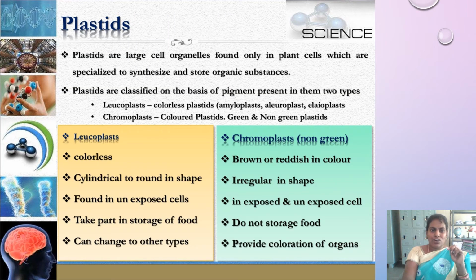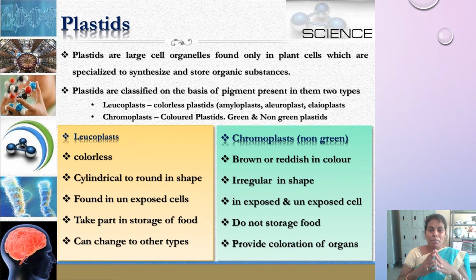Now let us know about one more important cell organelle present in the cell. Those are plastids. Plastids are the cell organelles which are found only in the plant cells. These type of plastids are absent in animal cells. Why are these present only in plant cells? These are specialized to synthesize and store some organic substances which give color to the parts of a plant.